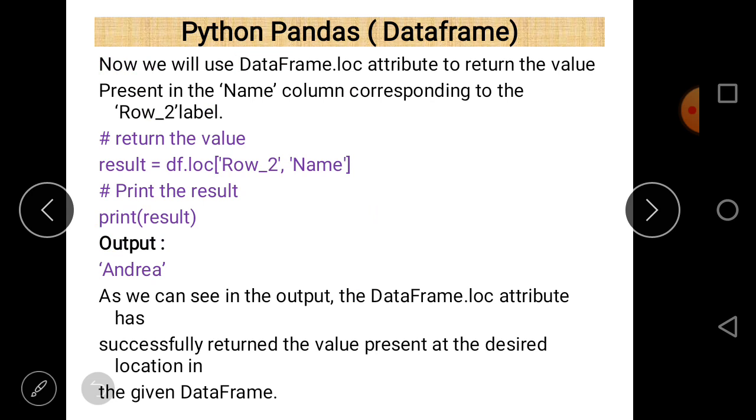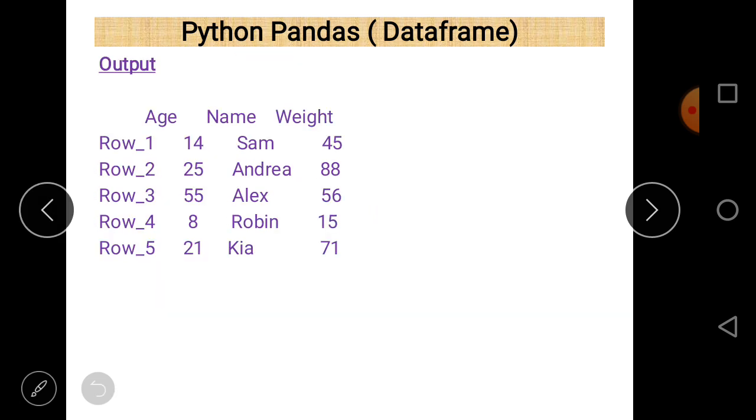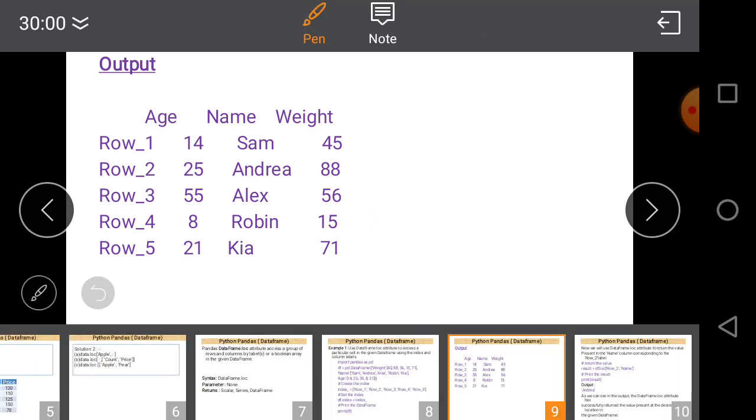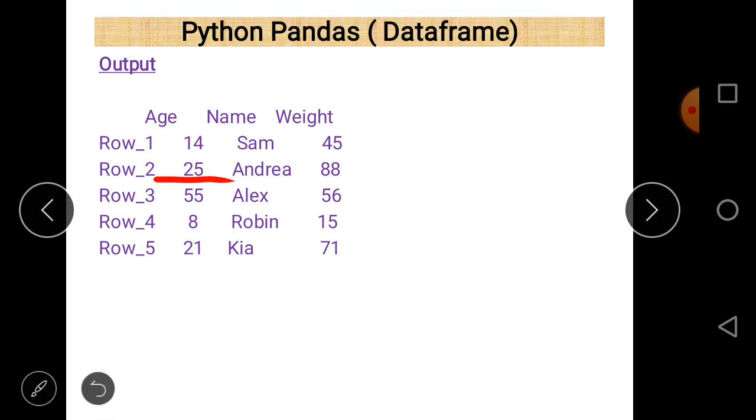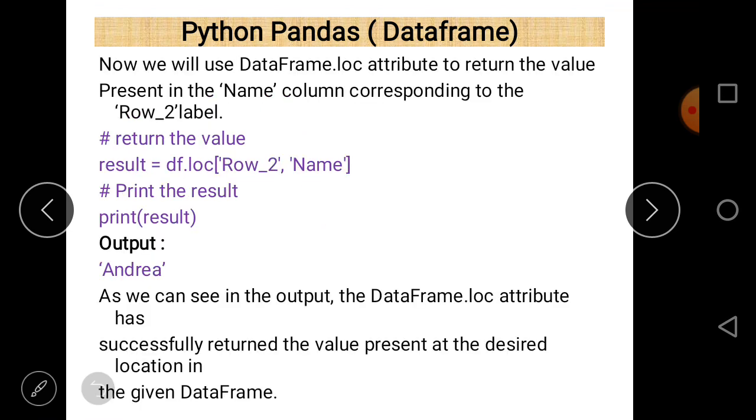First of all, if you want to pass values in the loc attribute, just write the name of the row first and then the name of the column. Row 2 is the name of the row and name is the name of the column, and we can easily see that at row 2 and name there is a value Andrea, and that's why the output is Andrea.